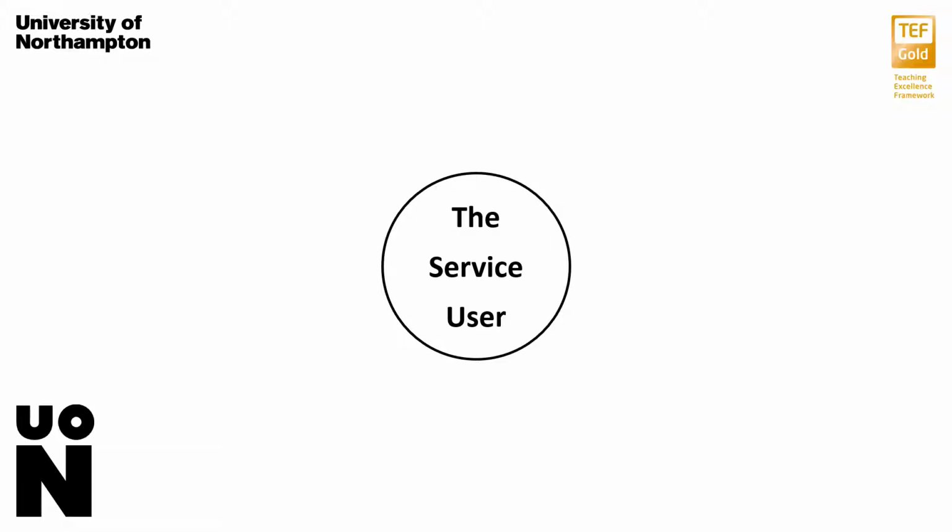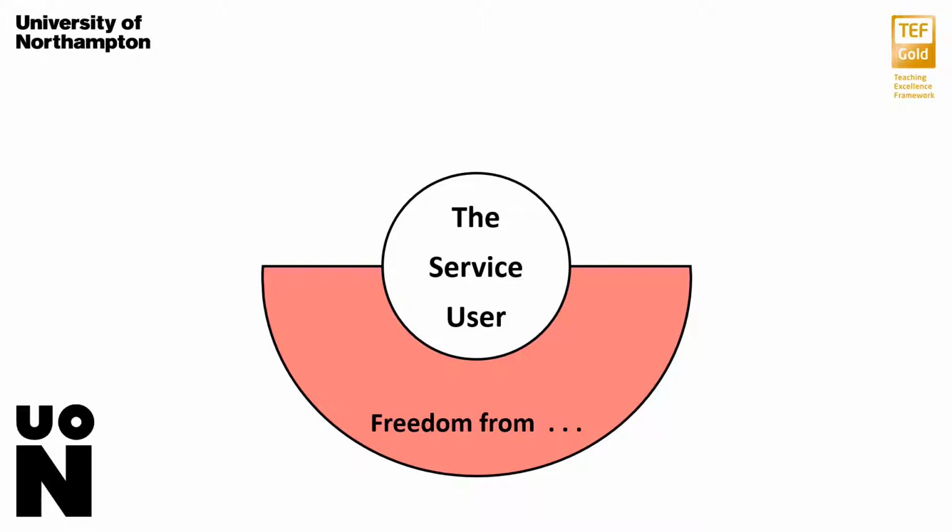I'm going to suggest in this module that there are two particular types of freedom that we need to consider. The first is freedom from. So we need to think about what are the factors that are negatively impacting on service users' well-being or leading to situations of social injustice that affect the lives of the service user. But that's only half the story.